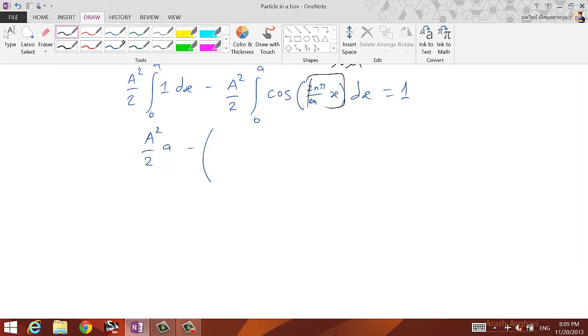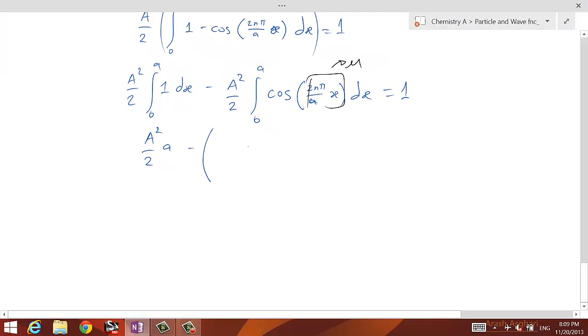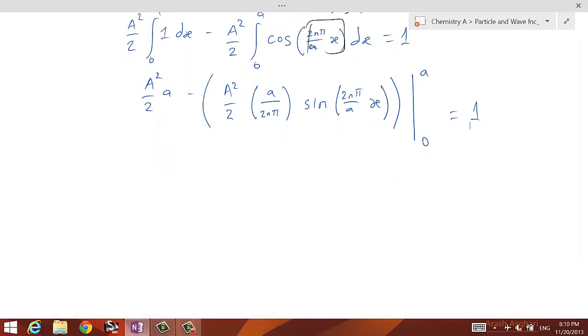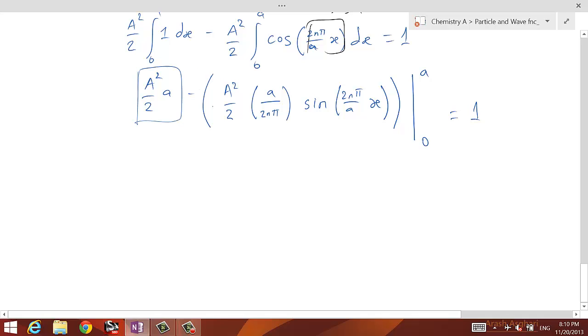Okay, I will not integrate, and I will not show you the integral, just give you the answer. a square over 2 and a over 2 n pi, right? Then sine 2n pi over a x, okay, and then you need to substitute from 0 to a, minus 0, and this thing equals 1. Now this part we don't need to worry about. We worry about this part.